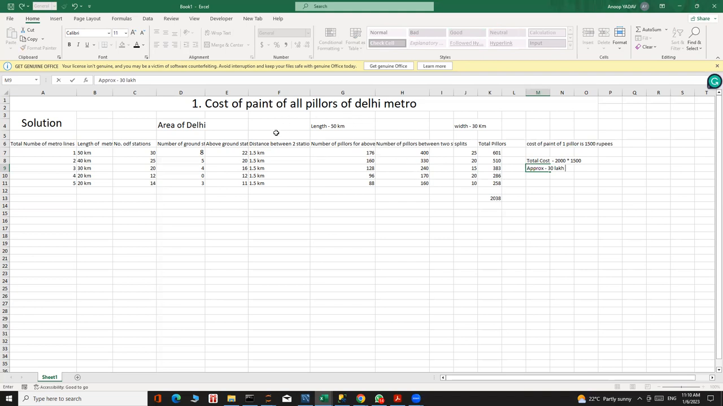To solve these types of problems, we approached it with a structured approach. First, we need to know the area of Delhi, and let's structure the problem: the total number of metro lines, length of metro lines, number of stations, number of above ground stations, and distance between two stations. Like this, we can solve our problems. And guesstimates are important from a management point of view. Thank you.